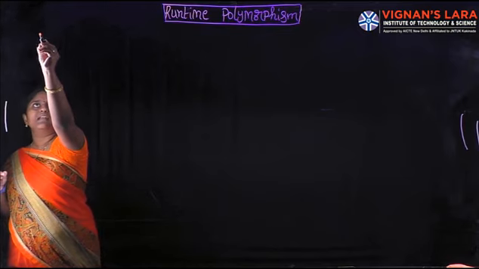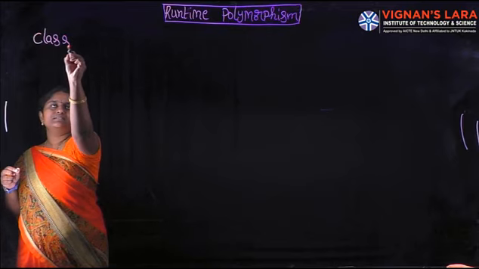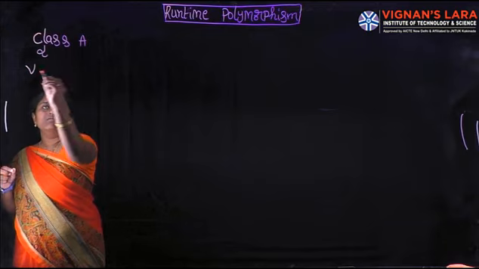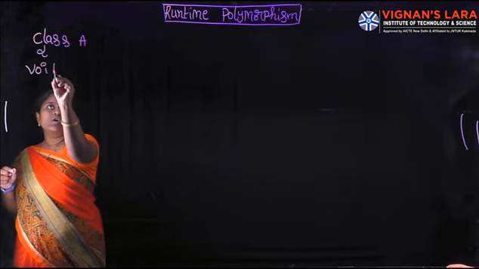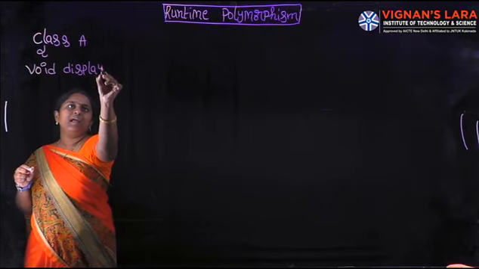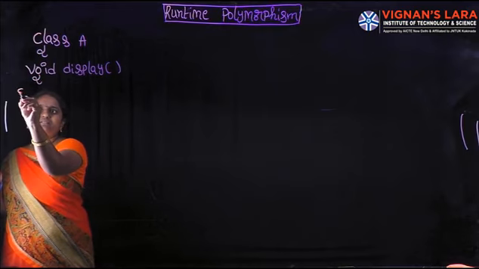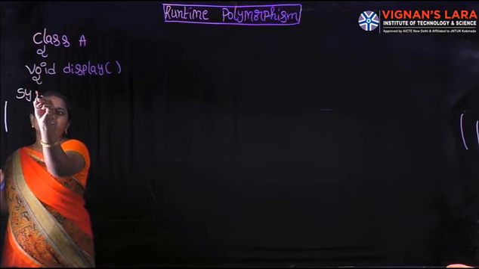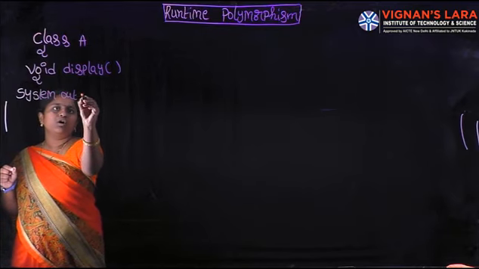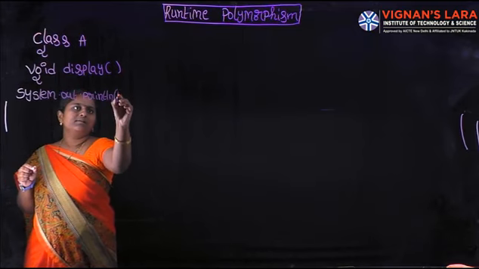I am writing one class A. In this class, I am defining one method, void display. Display is the method name. It returns the void data type. What is the body of this display method? Here I am writing a System.out.println statement.